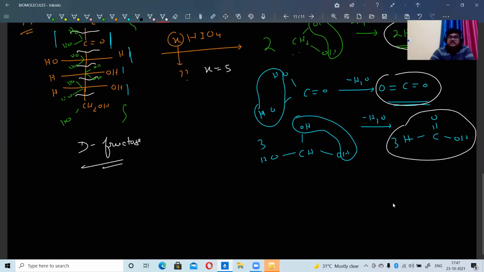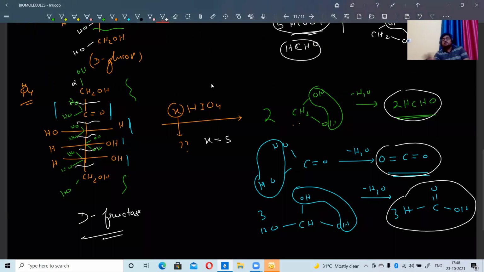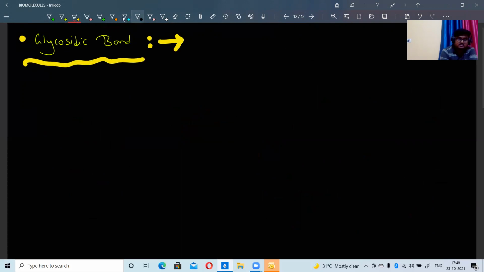This stuff is clear. Then we are moving to the glycosidic bond. What is glycosidic bond? Okay, write it down. Take a note, the note is very, very important. Take a note quickly. Moving to the glycosidic bond. Done, this stuff completed. Next, write it down: the glycosidic bond. What do you mean by glycosidic bond?